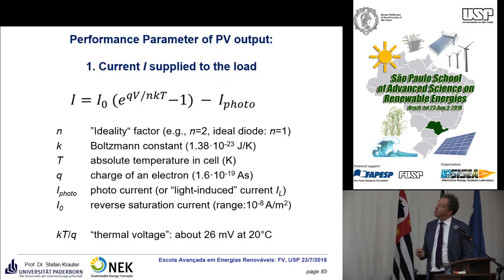This is the current supplied to the load. So this is the typical diode formula which we have. Here we have the photocurrent, we have the diode formula here, and the resulting current being supplied to the load.